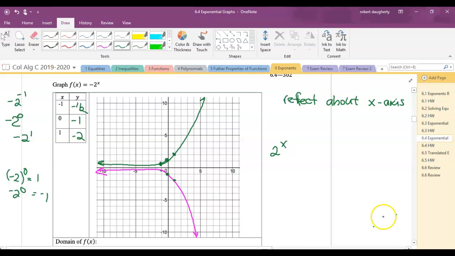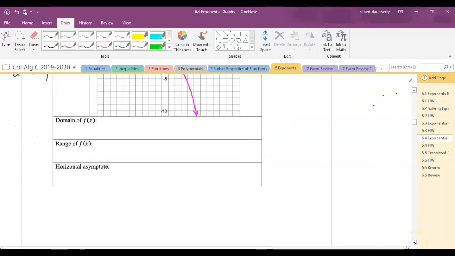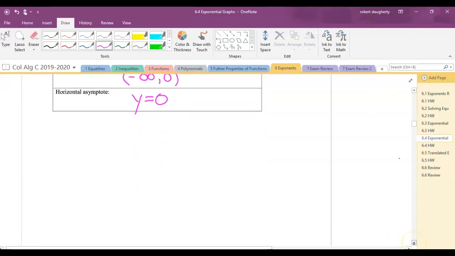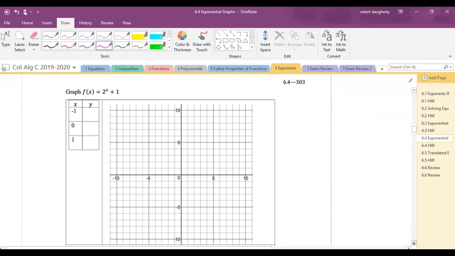Okay. What's the domain of this function? Yeah. Negative infinity, infinity. That is the answer for all of these guys. What is the range of this function? Yeah, negative infinity up to 0. What is the horizontal asymptote on this graph? Yeah, the line y equals 0. Maybe the next one is not y equals 0. So we will see how that works. Yeah, the next one will have a different one.